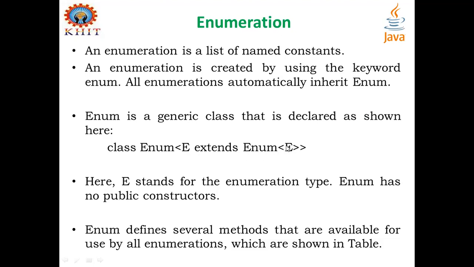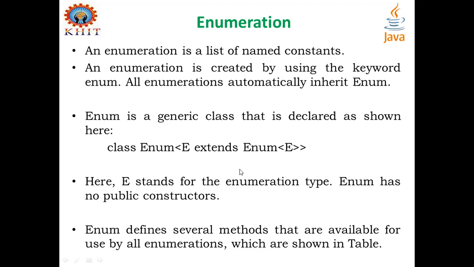And it has some generic data here, right? Of type class. Here E stands for the enumeration type. Enum has no public constructors, no public constructor. Generally we define constructors as public most of the times when we store classes in packages, and even sometimes classes also we declare as public.